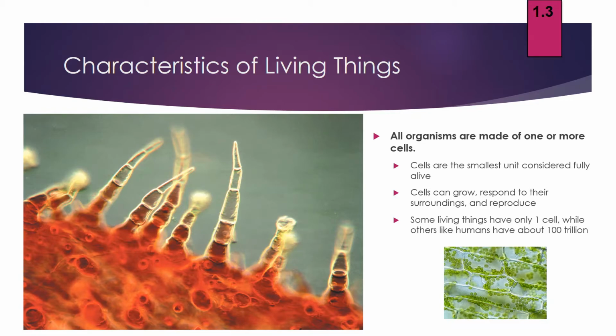And some living things are really small, like bacteria, and they only have one cell. But things like us, animals and trees and plants, we can have up to 100 trillion cells. So depending on how complex you are will determine how many different kinds of cells you have.